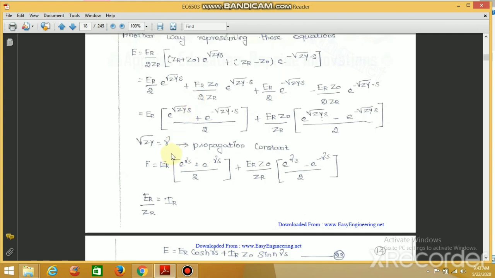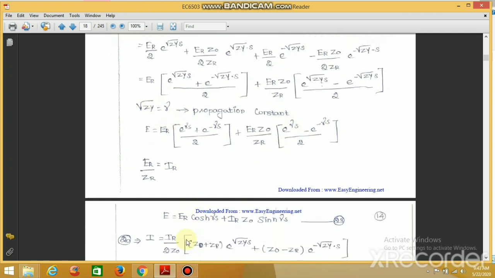So E is equal to ER times e power gamma S plus e power minus gamma S by 2, plus ER Z0 by ZR times e power gamma S minus e power minus gamma S by 2, and you have to consider ER by ZR is equal to IR. ER is nothing but voltage and ZR is nothing but impedance, so ER by ZR is nothing but the current. So you can rewrite the above equation: E is equal to ER cosh gamma S plus IR Z0 sinh gamma S.